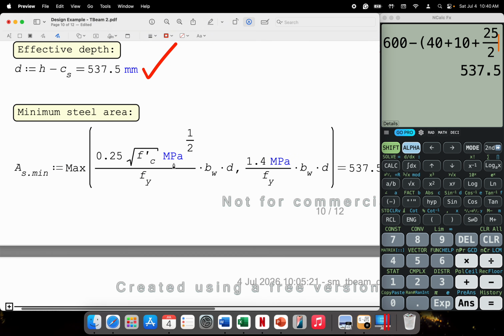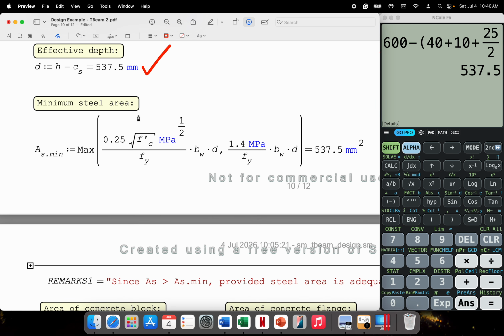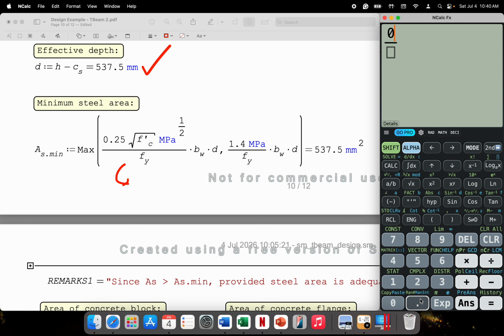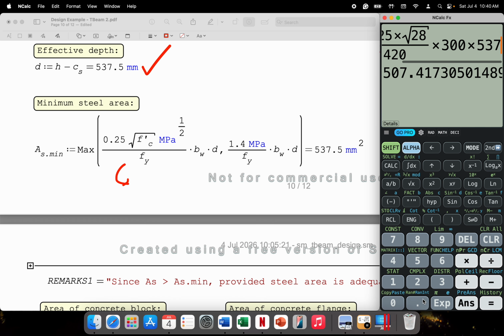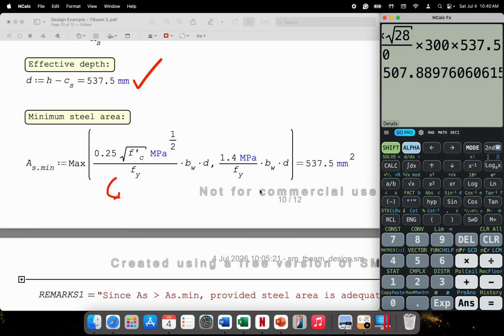After that, we're going to compare it sa ating minimum na steel area. So, I think nasolve na natin to previously, so ulitin na lang natin. We have 0.25 times the square root of FC prime na 28 divided by yung FY natin 420 times 300 times yung D na 537.5. We have 507.